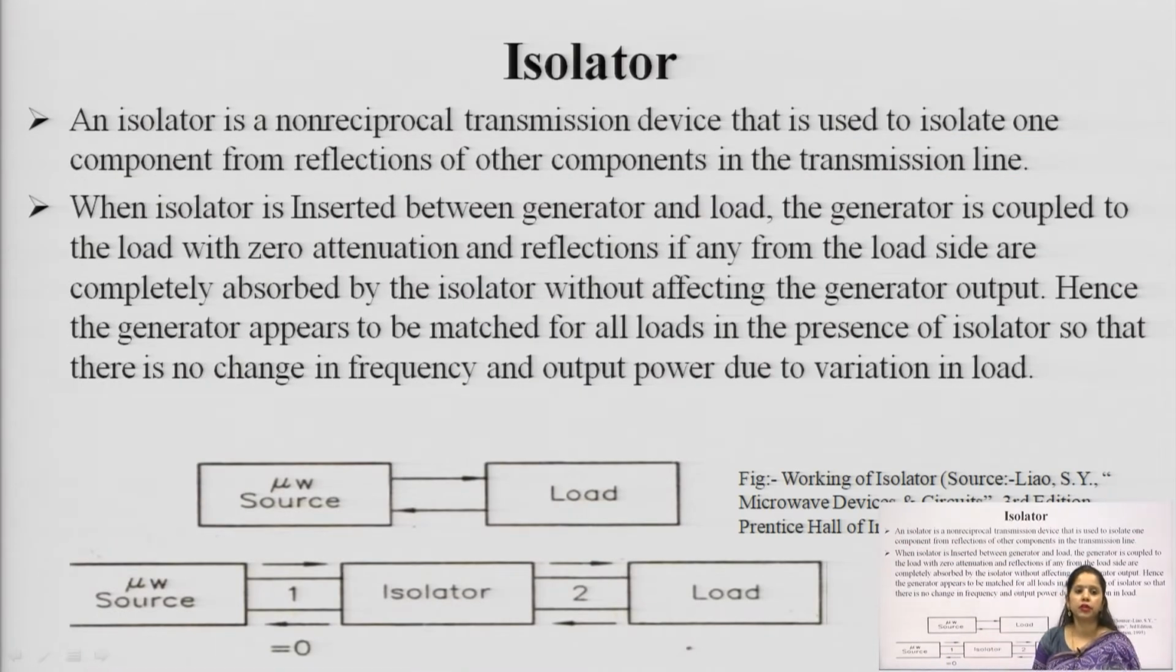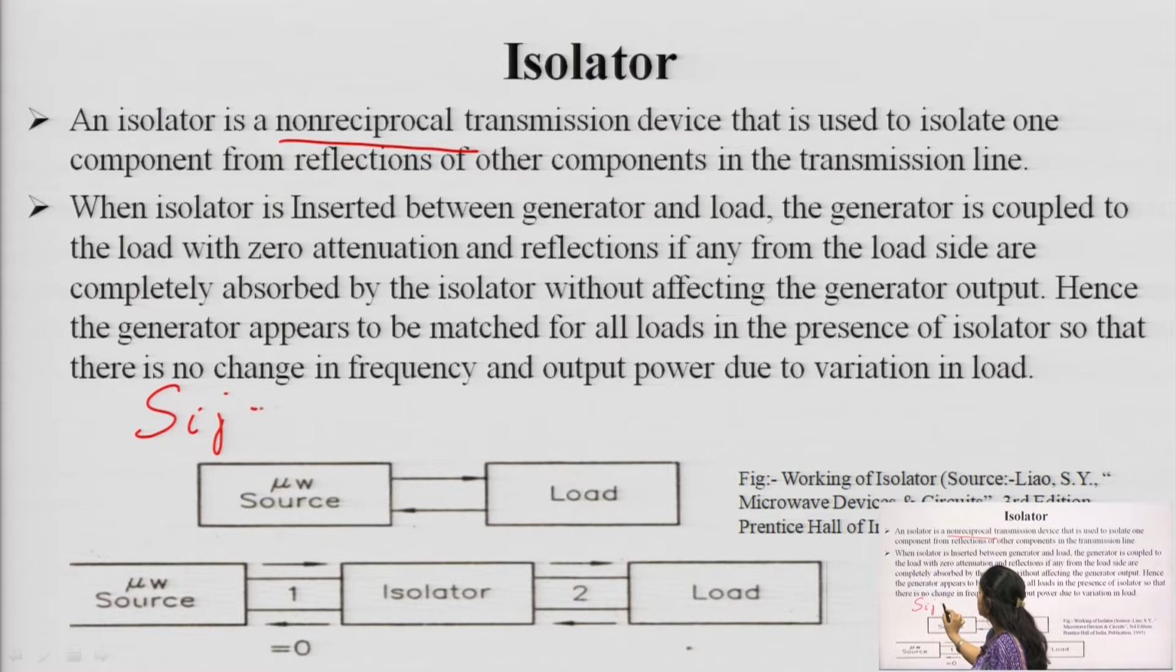Now comes one important component which is based upon the Faraday rotation, the isolator. The isolator is a non-reciprocal transmission device. For your recap, already we have gone through the passive components, where we have two types of devices, reciprocal devices and non-reciprocal devices. So, what is the basic meaning of reciprocal and non-reciprocal? Reciprocal devices are those devices whose S parameter Sij is equal to Sji. This is the reciprocal device, and when this condition is not satisfied, the device is non-reciprocal.